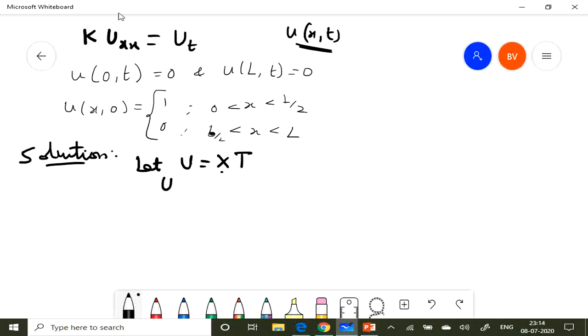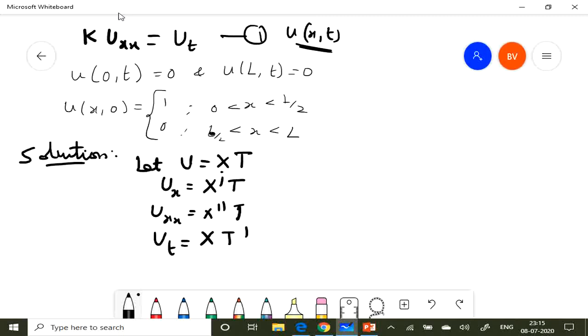Therefore, what is u_x? Derivative with respect to x partially. So this is X prime T. Now what will be u_xx? X double prime T, isn't it? And what is u_t when you differentiate with respect to t alone? X remains constant, T prime, isn't it? So these are the information we get. Now we substitute all this in equation number 1. This is our equation. These are boundary conditions 1 and 2. This is the initial condition. This is the boundary conditions.